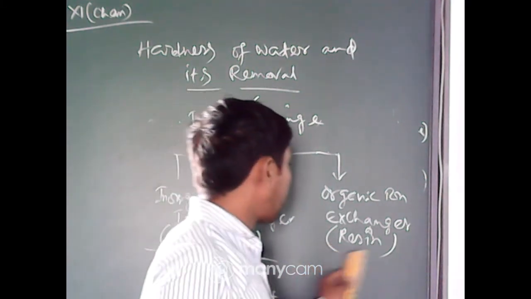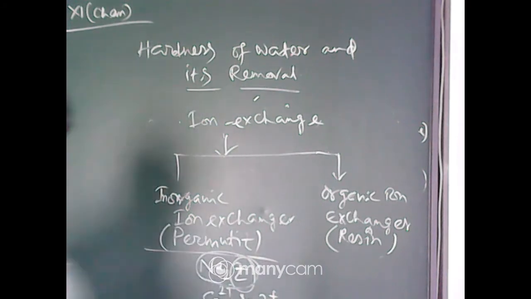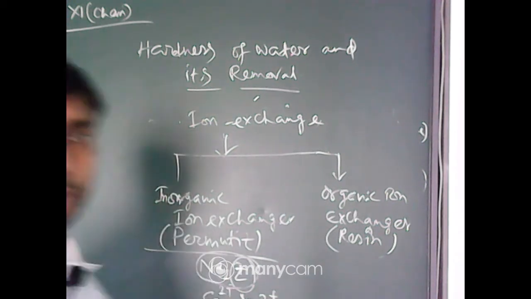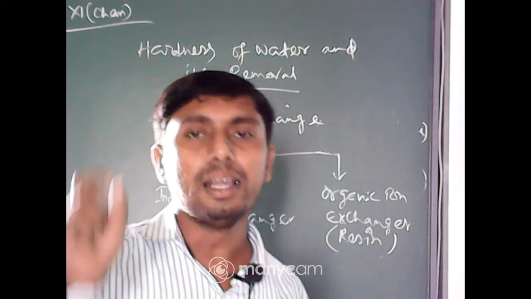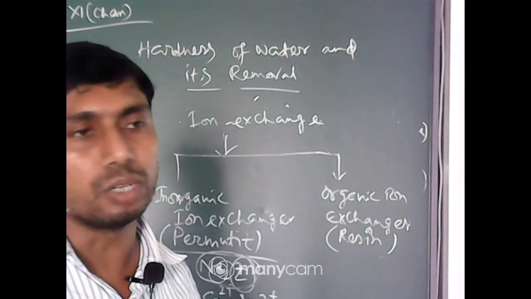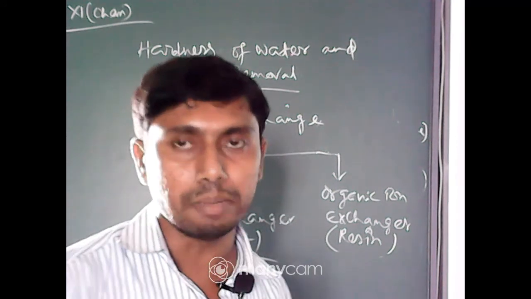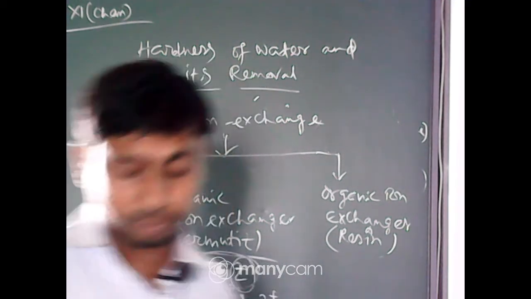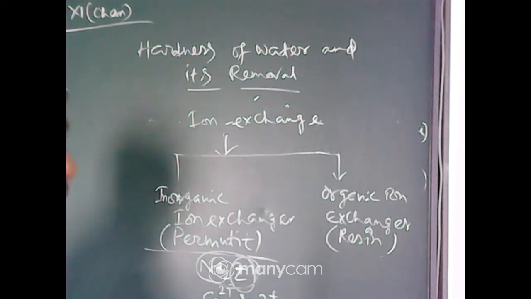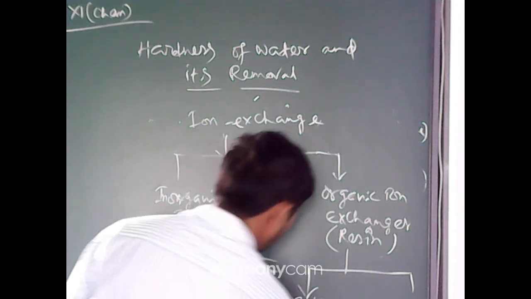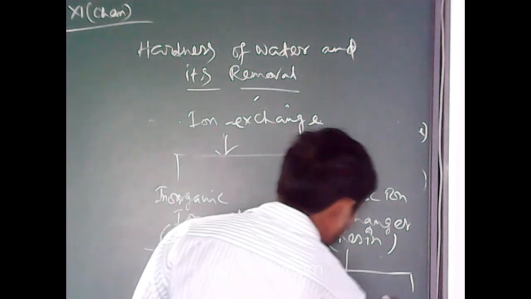Now today I will discuss the synthetic resin method. Resin is also called the organic ion exchanger. In the previous one, the inorganic ion exchanger, only the cations, that is calcium or magnesium, are substituted. But in the organic ion exchanger, or resin method, there are two types of resin: one is the cationic exchanger and another one is the anionic exchanger. The cationic exchanger is called H plus resin, and the anionic exchanger is called OH minus resin.